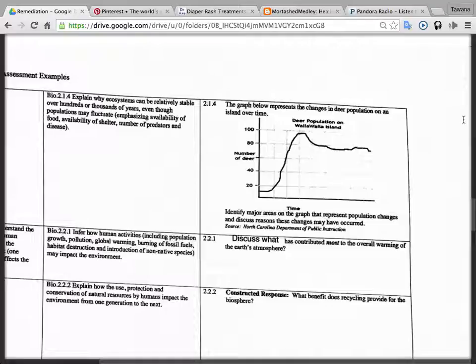Okay, so before we do anything, let's do the first part. Identify the major regions on the graph that represent population changes. Get the marker and outline the graph that shows major changes. Orange. That is not a major change because that is staying the same.